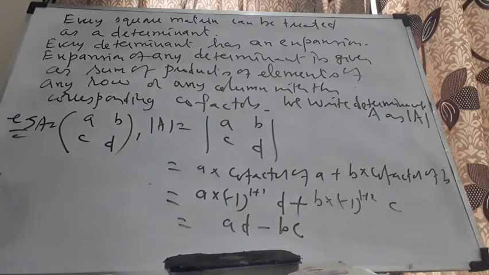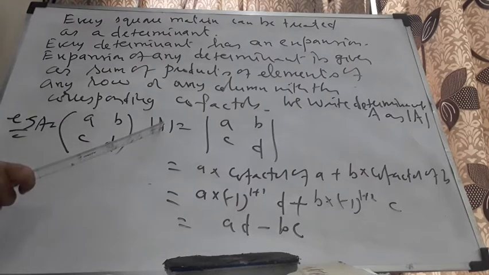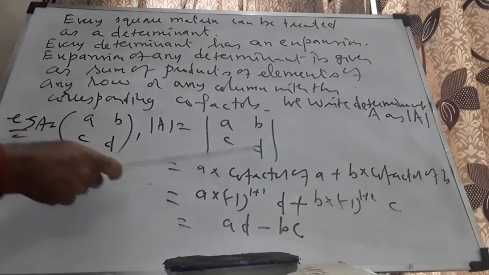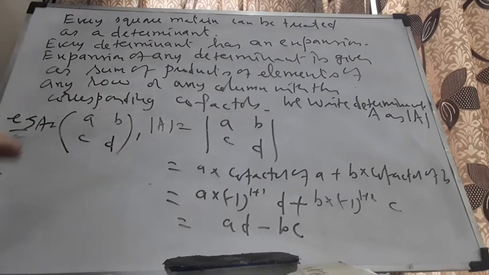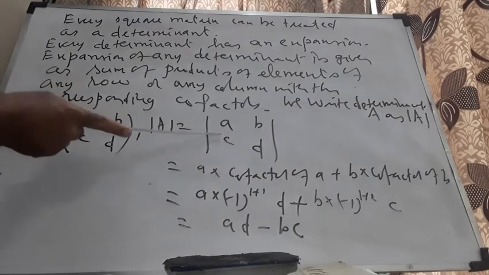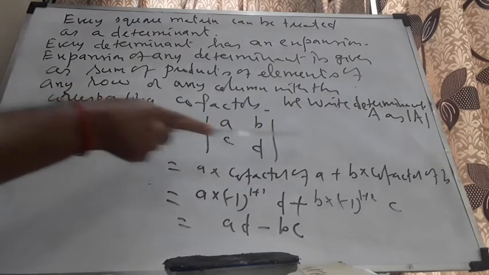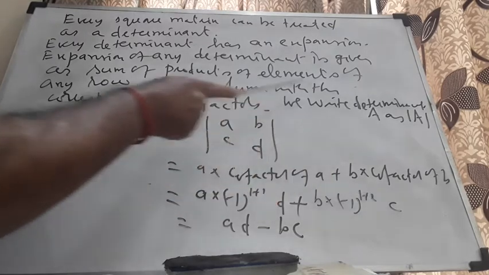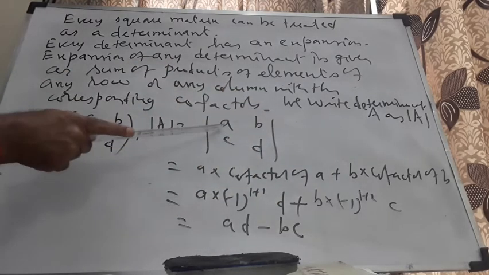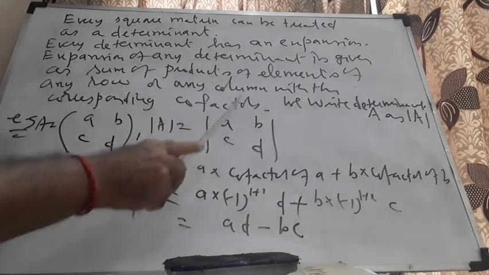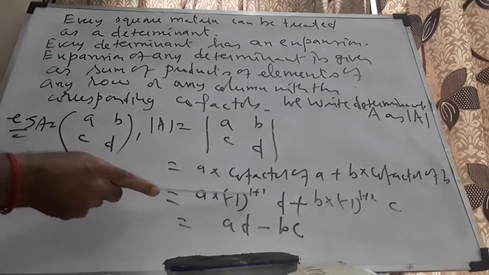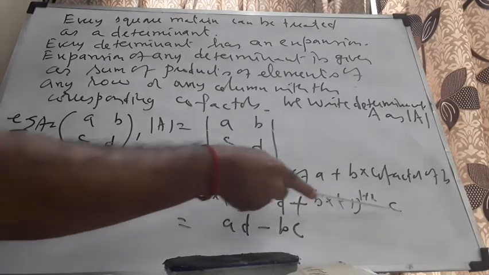Let me repeat. I have taken a 2 by 2 matrix A, with entries a, b, c, d. For determinant A, I can take the first row, second row, first column, or second column. There are 4 ways of expansion. Let me expand using the first row: a into cofactor of a plus b into cofactor of b. That's what the definition tells you. a into minus 1 raised to 1 plus 1, remove the row and column, I'll get d, plus b into minus 1 raised to 1 plus 2, I'll get c. Here the power is even, therefore I'll get plus d. Here it is odd, therefore I'll get minus c.